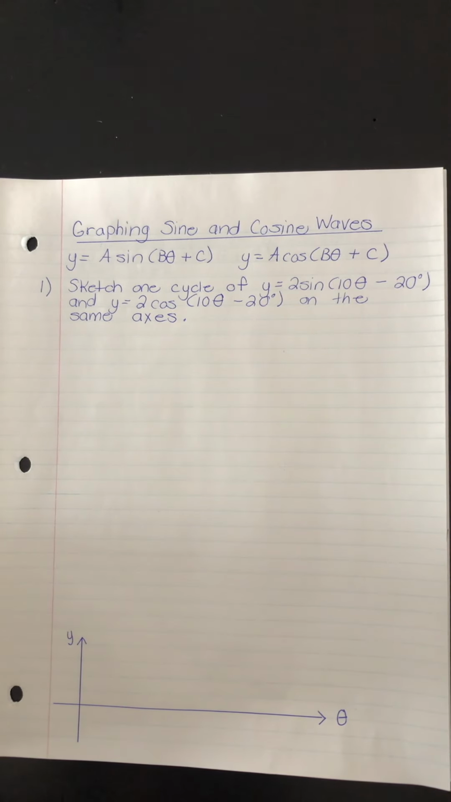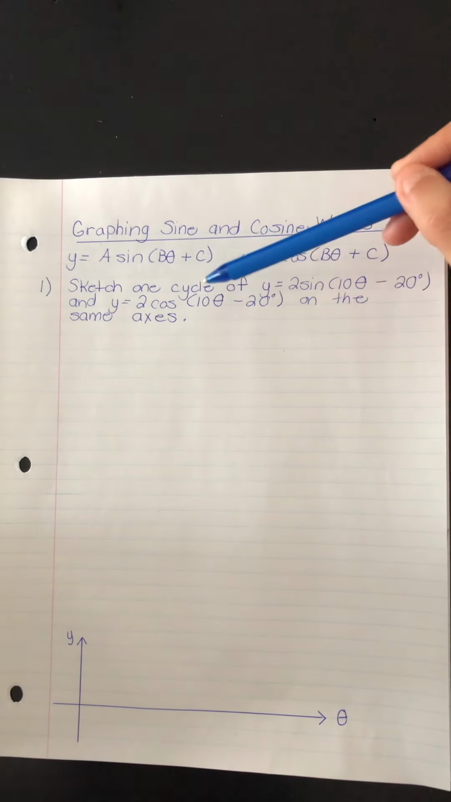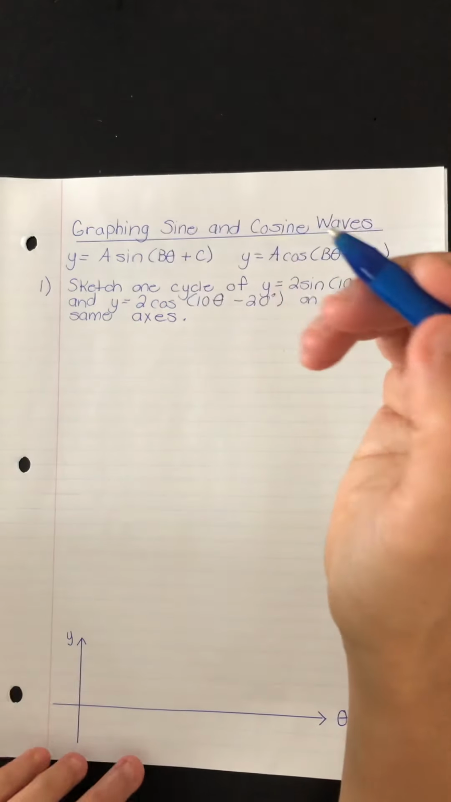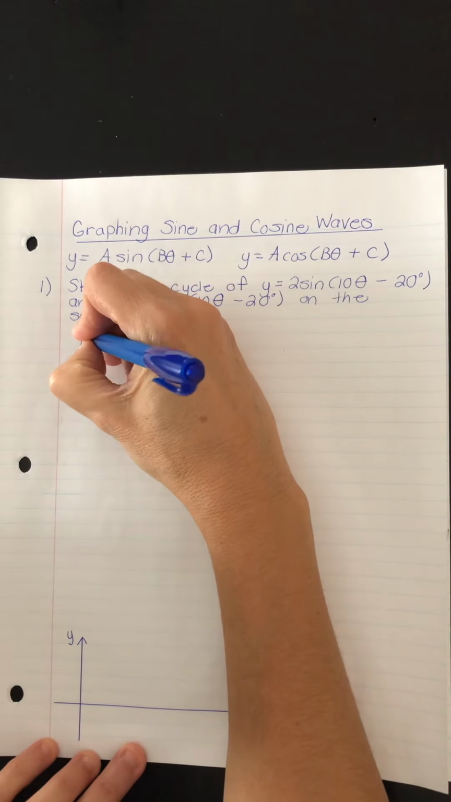Okay, so we're going to get started with question 1. We have 2 times the sine of 10 theta minus 20 degrees and 2 times the cosine of 10 theta minus 20 degrees. So the first thing we're going to do is identify those values of a, b, and c.